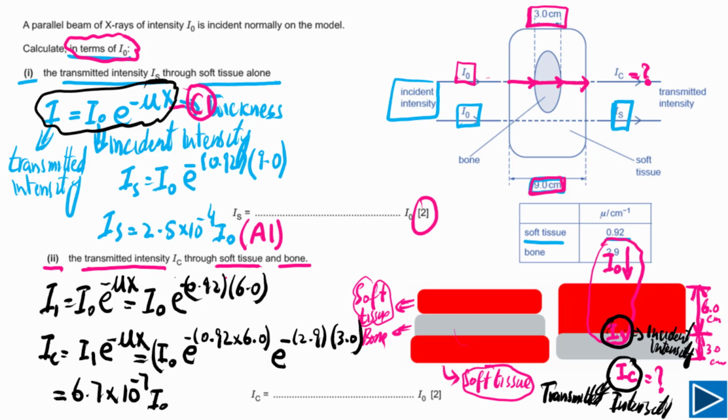Very simple one. Simply you need to understand how to use this equation, which intensity is the incident and which one is the transmitted.